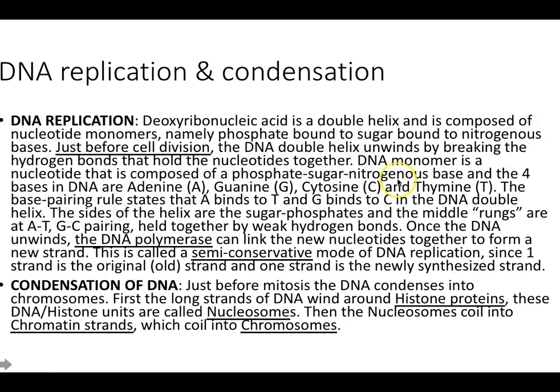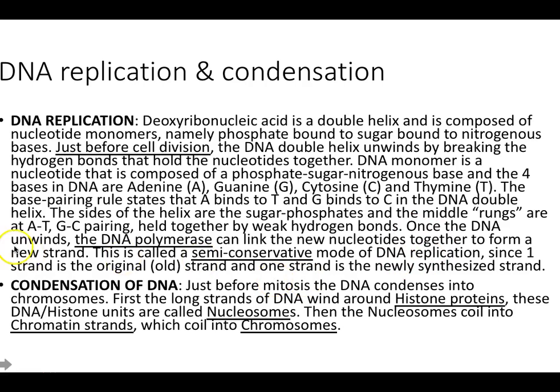All right, so we have the 4 bases as adenine, guanine, cytosine, and thymine. The base pairing rule states that A binds to T, that makes that weak hydrogen bond, and G binds with C, and makes that weak hydrogen bond in the DNA double helix. The sides of the helix are the sugar phosphates, and the middle are the rungs of the ladder that are the A and T and G and C pairing. The A and the T and the G and C are actually held together by weak hydrogen bonds. I just couldn't figure out how to do this with my keyboard.